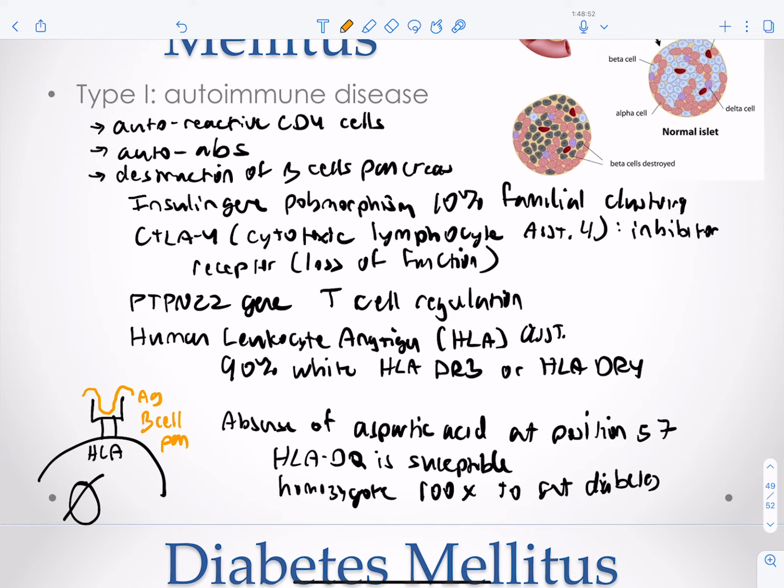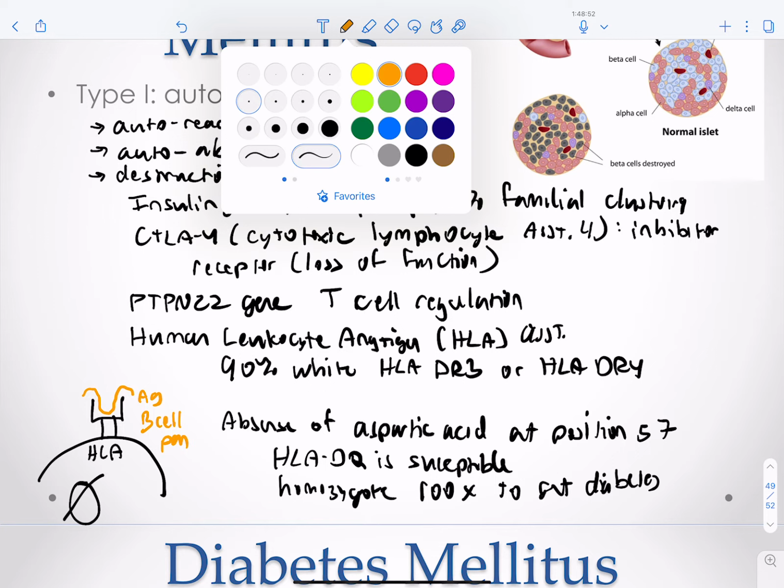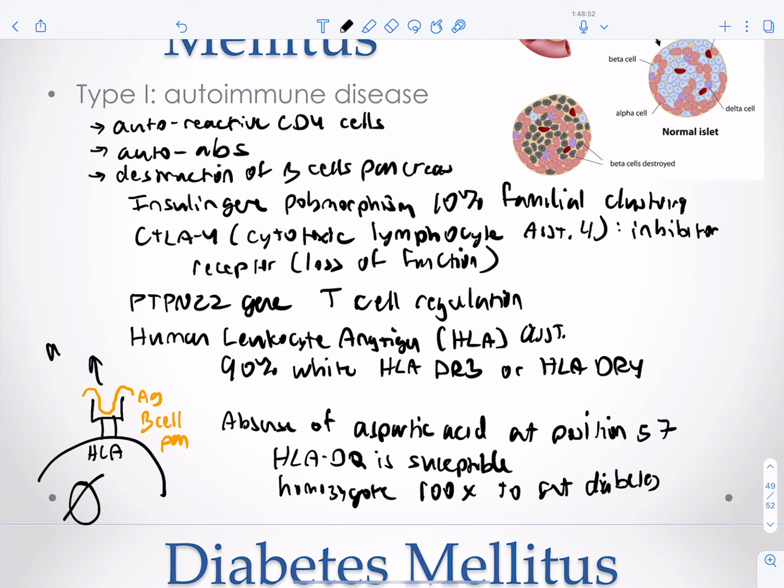And so your HLA DQ, or your individual with HLA DQ with that susceptibility, is going to present this, and it's going to activate your CD4 T cell. A lot of people who don't have this phenotype would not present this particular antigen and therefore would not activate their CD4 T cell. And we'll learn more about how this happens.